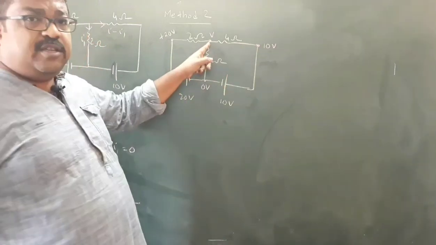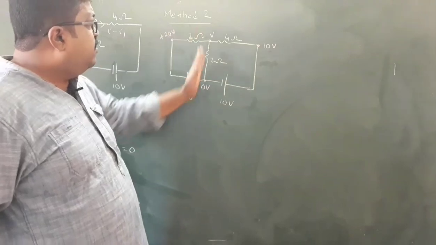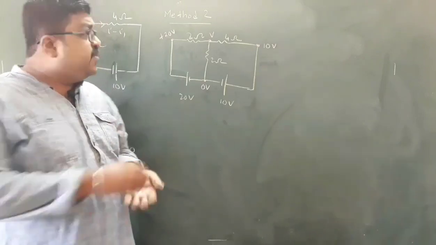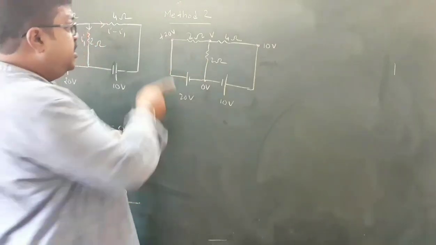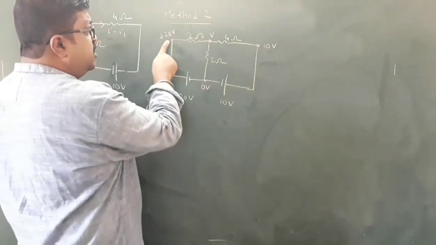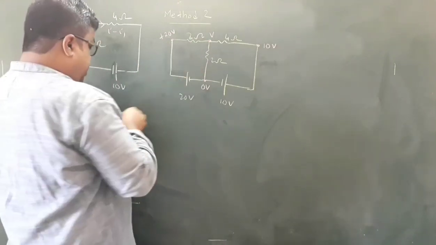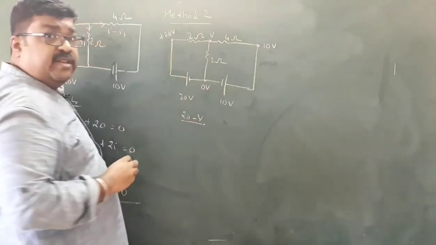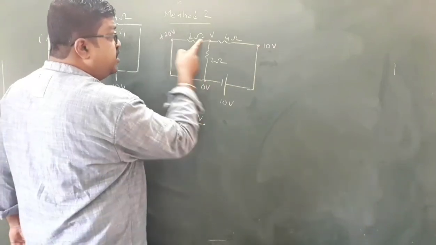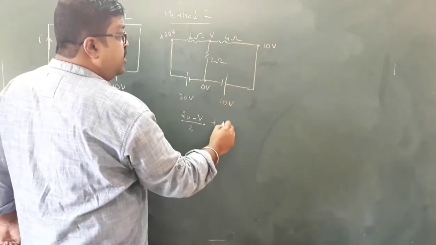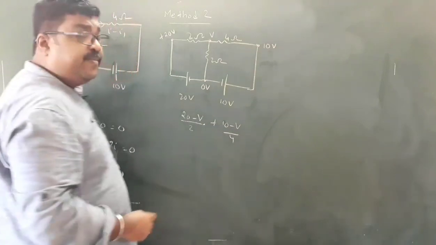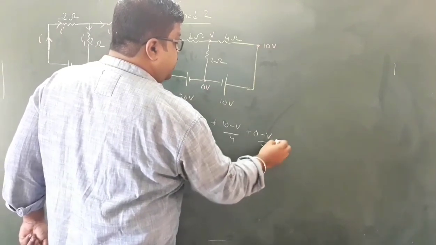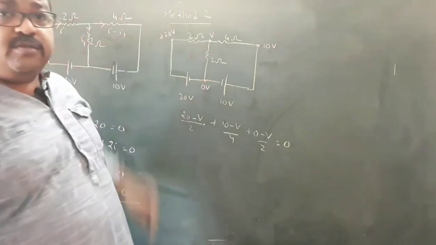Now if this point has the lowest potential, that means all the current will be flowing in this direction, and the total current meeting at this point will be equal to 0. That is the junction rule. How much current will flow in this direction? The potential difference will be 20 minus V, divided by the resistance, 2 ohm. Current flowing in this direction will be (10 minus V) divided by 4. Current flowing in this direction will be (0 minus V) divided by 2. The total current meeting at this point is equal to 0.